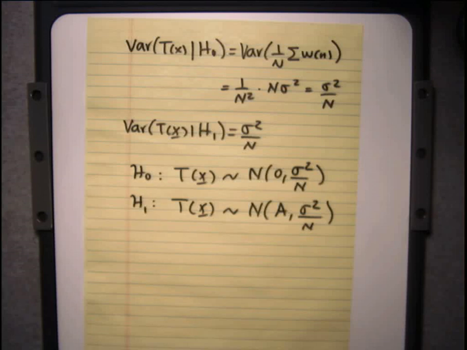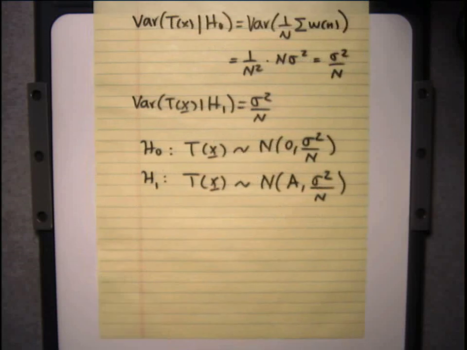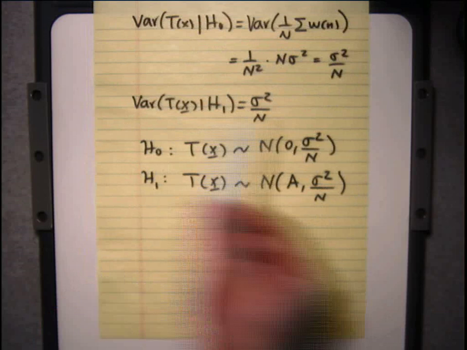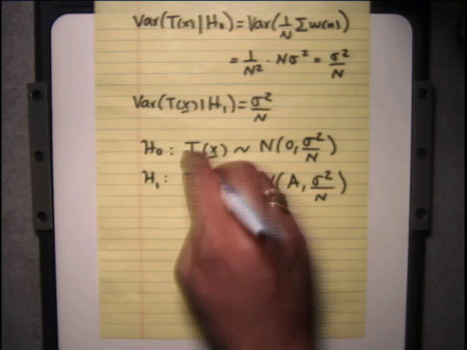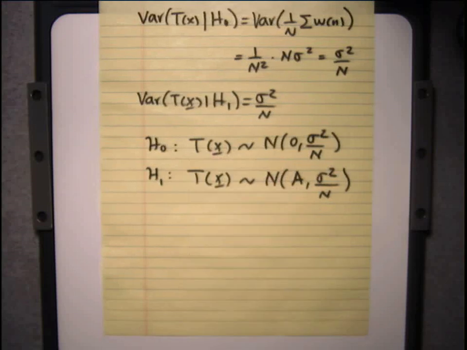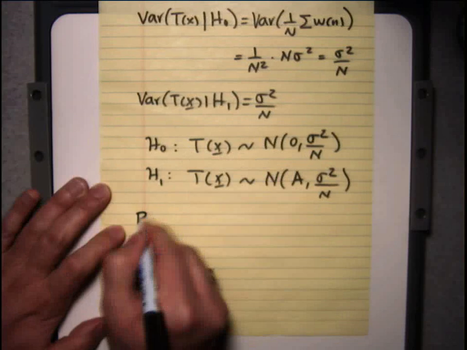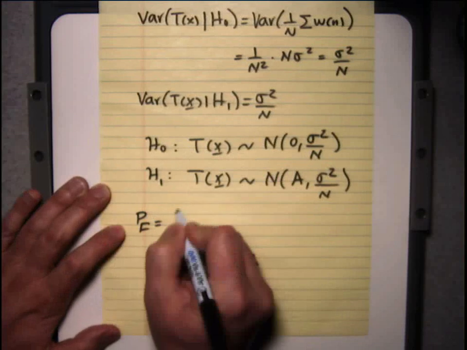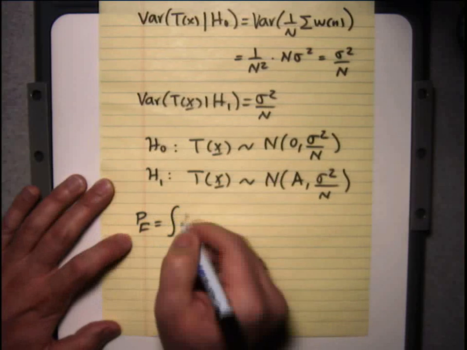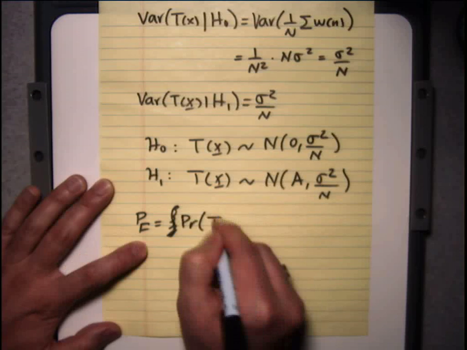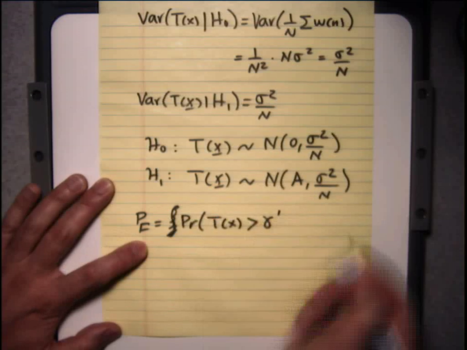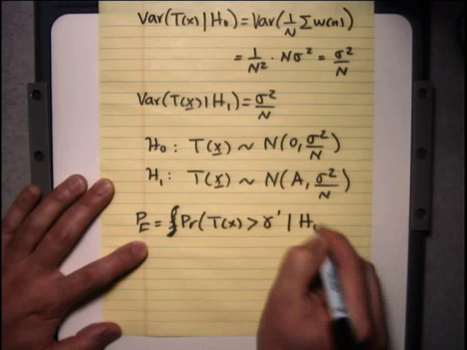All right, so now remember, I can do the test on T(x), so I can define my probability of false alarm and my probability of detection based on the test statistic T(x). Okay, so let's write down the probability of false alarm. This now is going to be an integral. Well, let me write it as the probability first. Probability of T(x) bigger than gamma prime under H0.